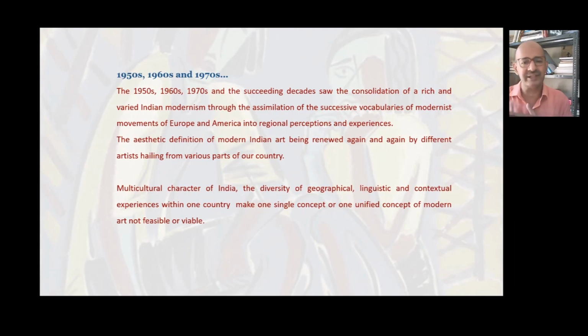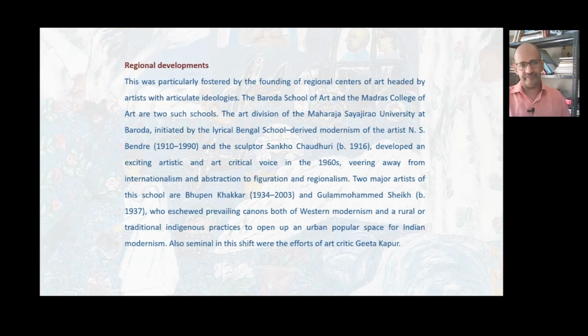So this multicultural character of India, the diversity of geographical, linguistic, and contextual experiences within one country, makes one unified concept of modern art not feasible, not viable. We are looking at a diversity of definitions also. So regional developments become very important now, and this was particularly fostered by the founding of regional centers of art headed by artists with articulate ideologies, that is, individual ideologies, not one single dominant ideology.